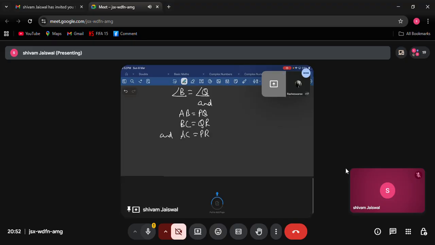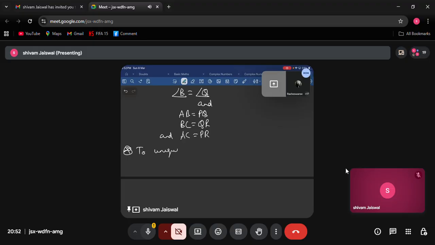Next, to uniquely determine a triangle, what do we need? Similarity or congruency? Yes, we require congruency. Everyone knows the difference between congruency and similarity, right?